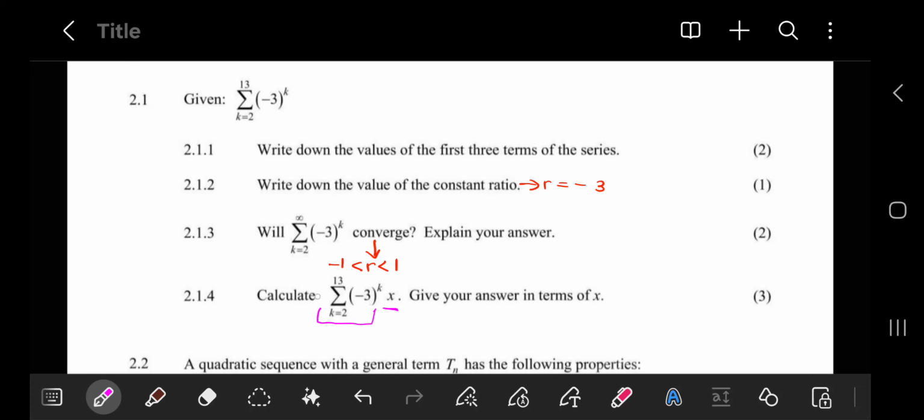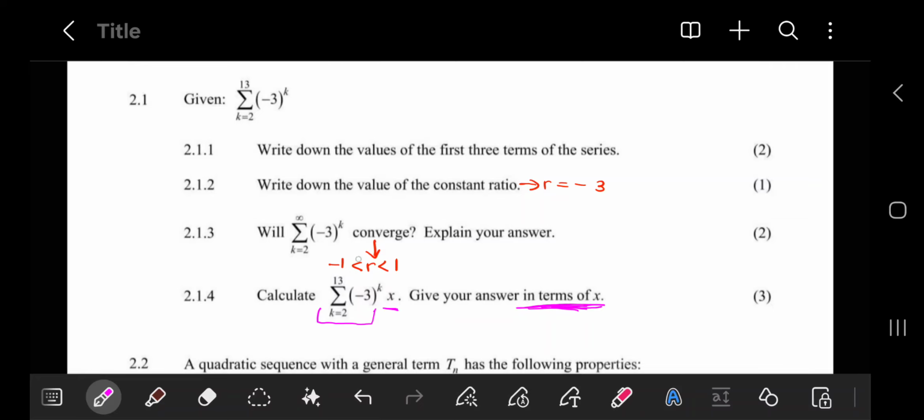But since this entire sigma sum is being multiplied by x, it means that we need to give our answer in terms of x, and this is extremely important terminology. In maths, whenever they ask you to give an answer in terms of x, it means that x must be in your answer. For example, if you would have 50, your answer would now be 50x, that sort of thing, okay?